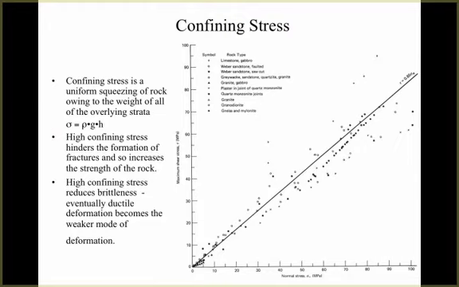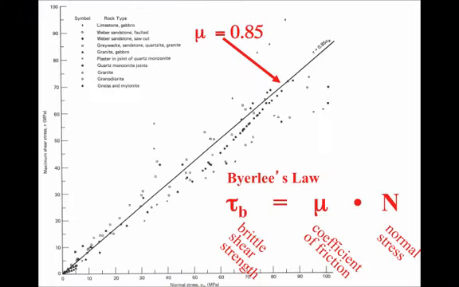This plot is a result of experiments on different rock types and looking at the response to normal stress and the maximum shear stress on these rocks. This established Byerlee's law, which shows that the brittle shear strength, or tau, is equal to the coefficient of friction, mu, times the normal stress. And mu is simply the slope of this line that passes through all these different rock types.